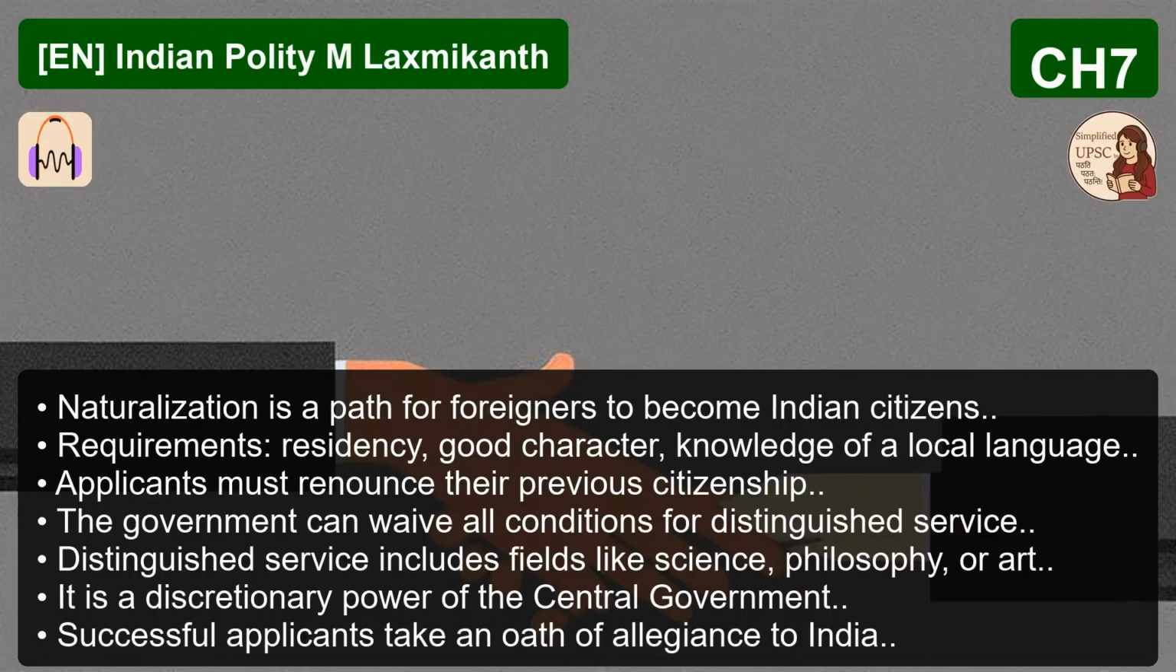Why is that? Well, because the state reserves the right to discriminate based on nationality. For instance, prohibiting foreigners from purchasing agricultural land is a form of discrimination, but it's constitutionally permissible because Article 15 doesn't apply to them. Okay, second, Article 16. This is arguably the most critical for public life. It guarantees equality of opportunity in matters of public employment.